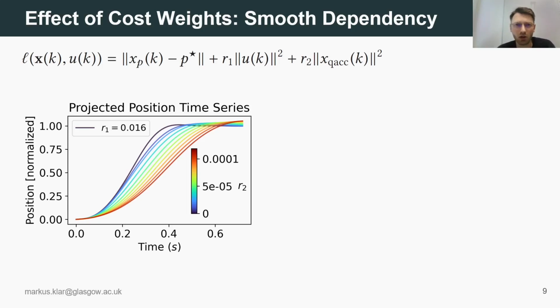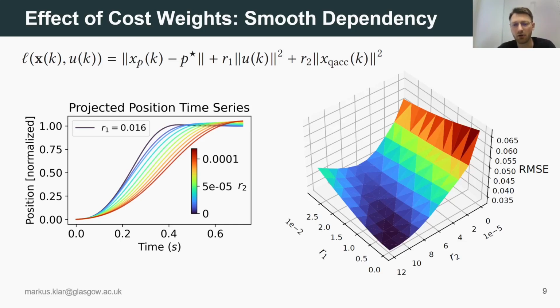Now, when we do this more elaborately and we compare different cost weight pairs R1 and R2 on the resulting root mean squared error when we evaluate the simulations with real user data, we can see that there's a smooth dependency. This raises the hope that even if we didn't find the perfect weights with our parameter fitting, we are close at least, and that we also would have quite good performance in the simulation.